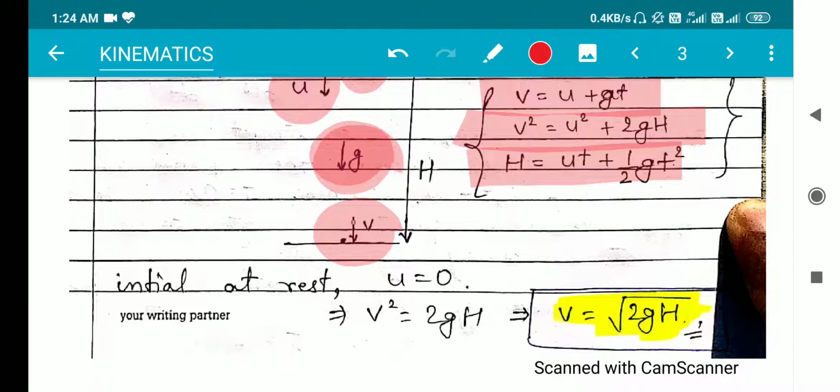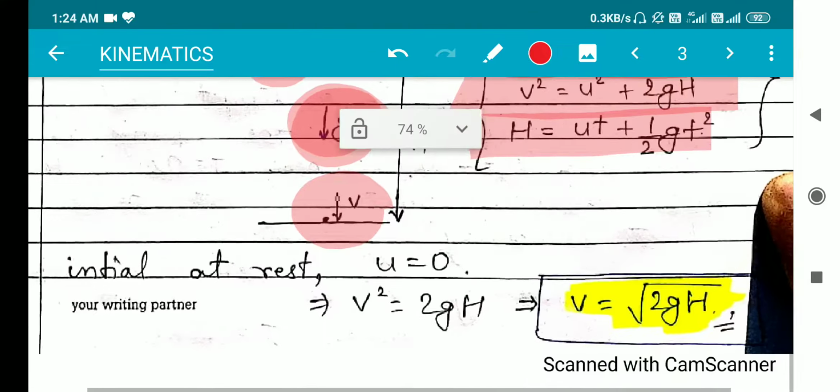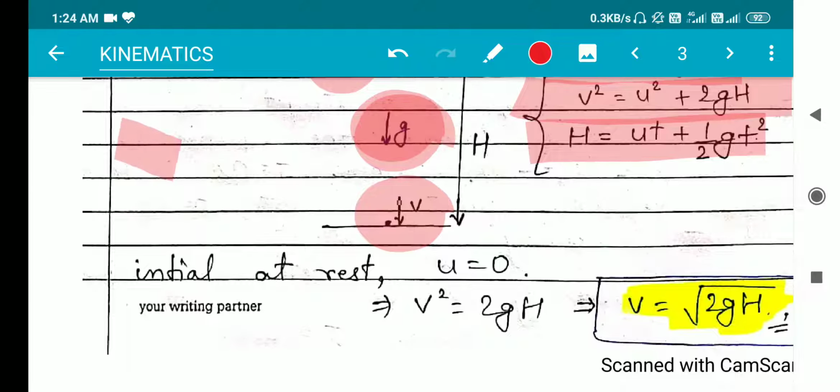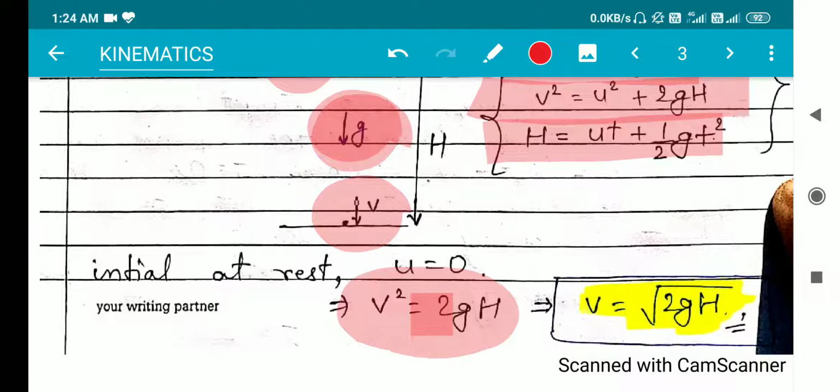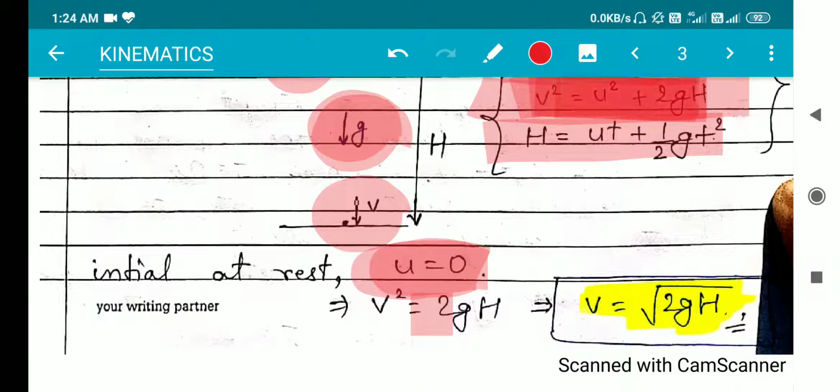Now many times in questions, what is being asked is the final velocity of the particle when it reaches the bottom. The initial velocity will be 0. By putting u equal to 0 in the second equation, you are going to get the value of final velocity, that is v equal to under root 2gh. I hope you are getting it.